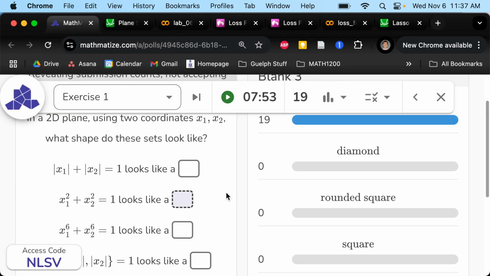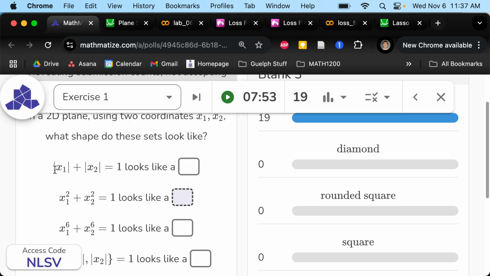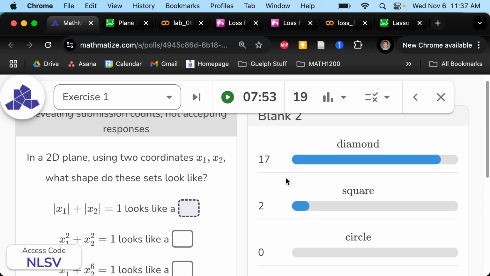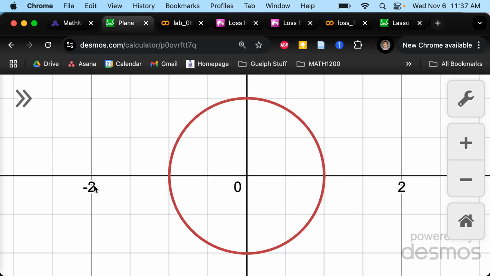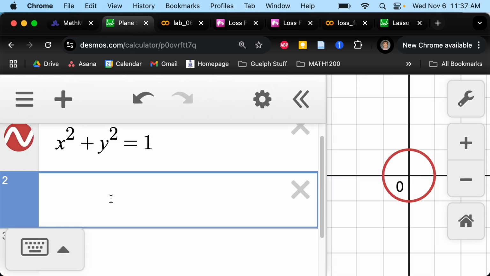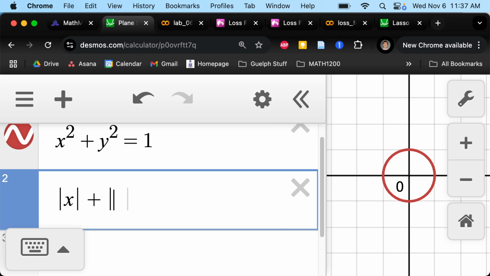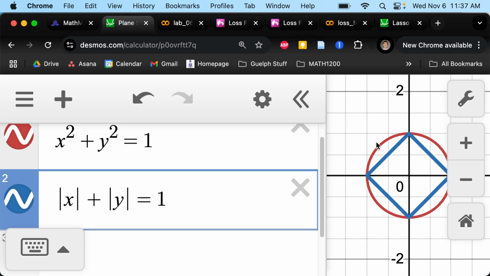What about, let's do absolute value of x1 plus absolute value of x2. What do people think this one is? Ooh, okay, 17 people are in diamond and 2 people are in square. Let's see who's right. So once again, in Desmos, absolute value of x plus absolute value of y equals 1. And look at that, it's a beautiful little diamond.